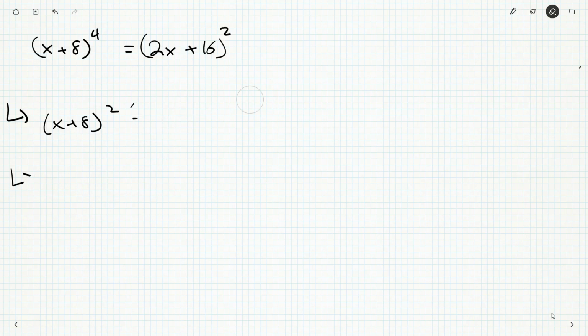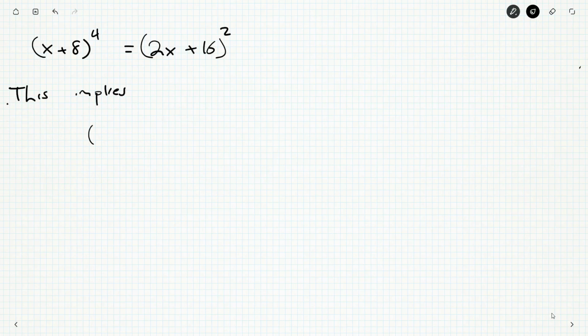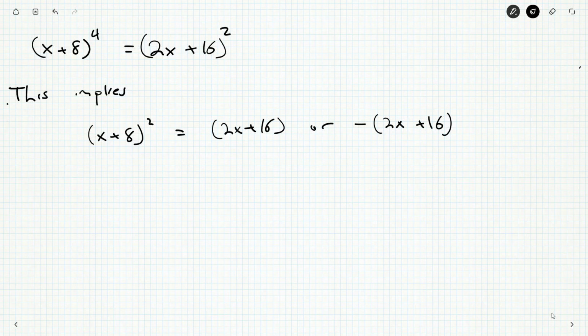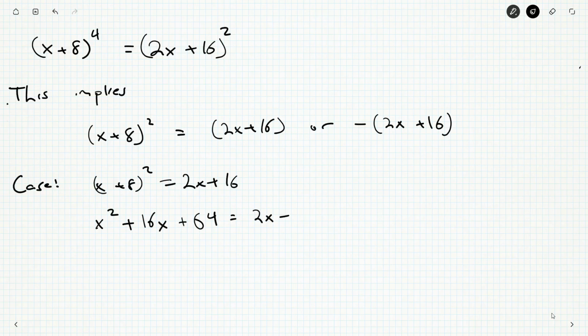Okay? So we might say something, since it's a written question, let's write it up a little nicer. So I might say this implies (x + 8)^2 is 2x + 16 or negative (2x + 16). Two different cases. They're absolutely possible. Okay, so this leads to two cases. Case 1, (x + 8)^2 is equal to 2x + 16. Alright, so that's x^2 + 16x + 64 is equal to 2x + 16.